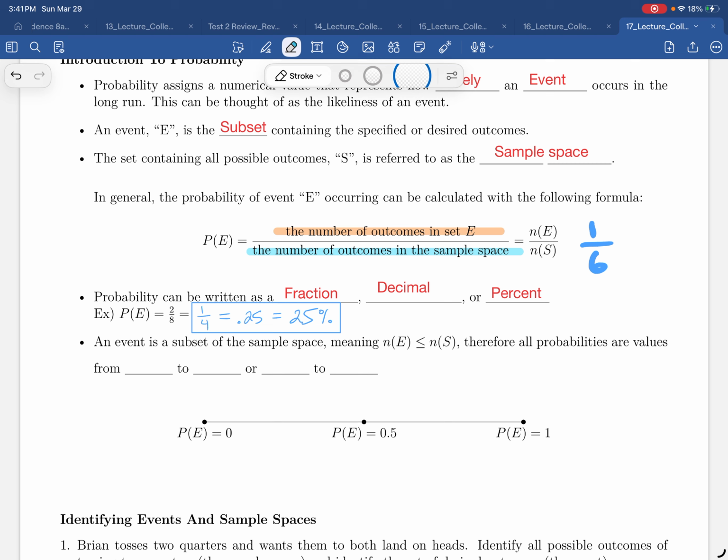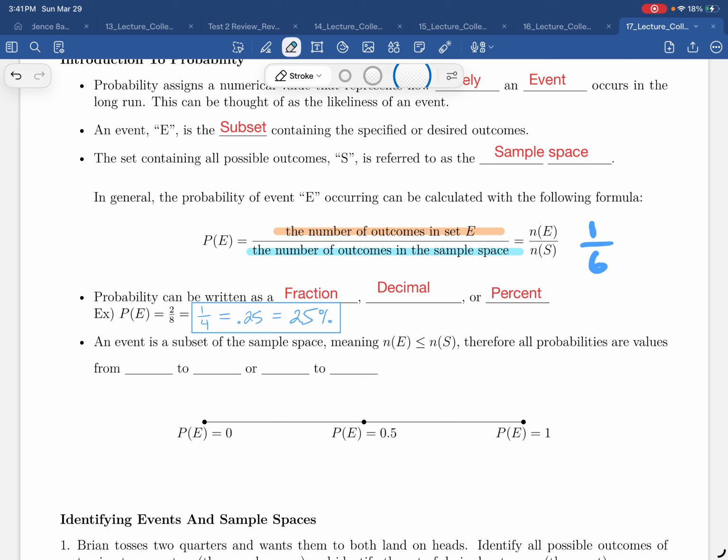This is just an introduction to probability, so let's take a look and see how some of this will work. Probability assigns a numerical value that represents how likely an event occurs in the long run. And that's really important that it's in the long run. This can be thought of as the likeliness of an event.